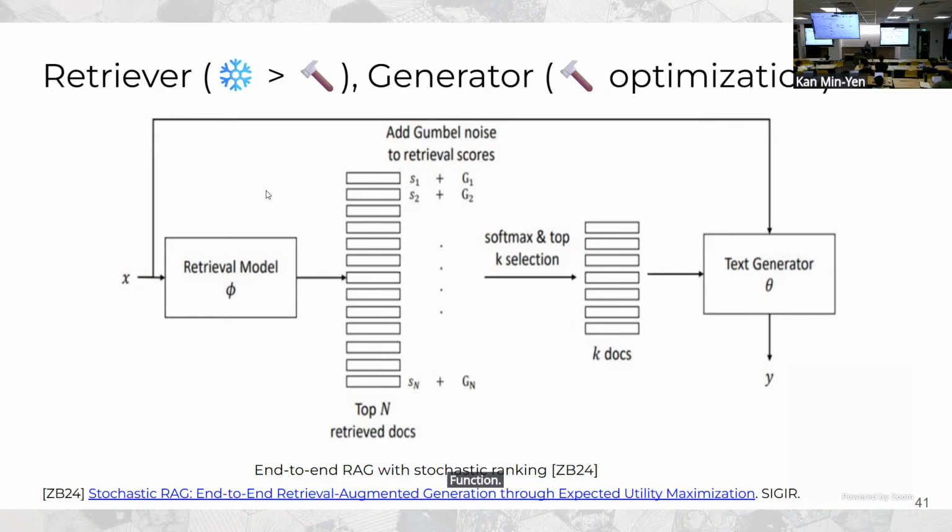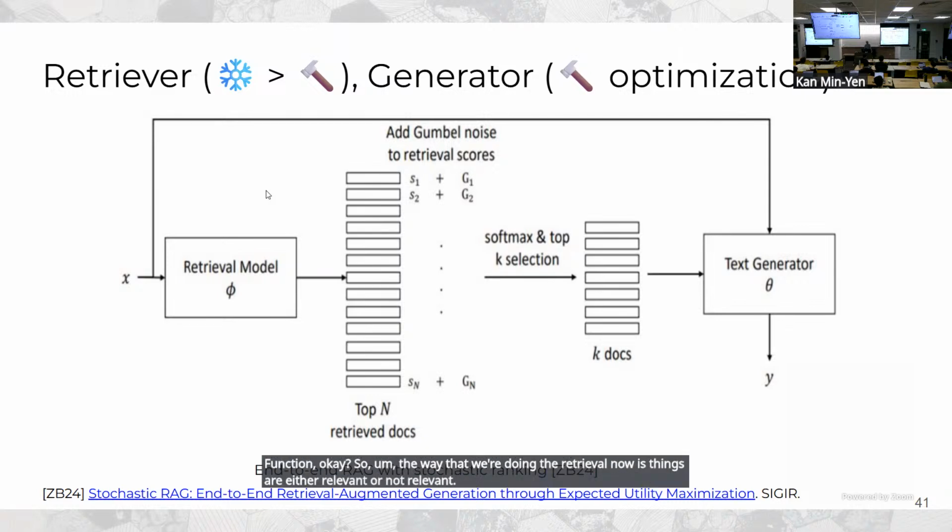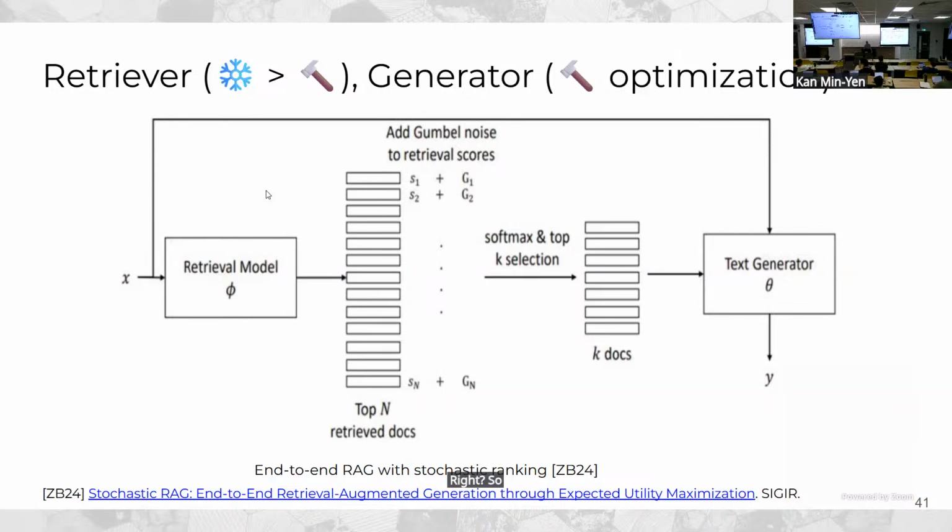Okay, so the way that we're doing the retrieval now is things are either relevant or not relevant, right? So it's 0 or 1. You either get it right or you get it wrong. So the idea behind this paper is very simple. It's just add some noise factor so that we get continuous values out of that.